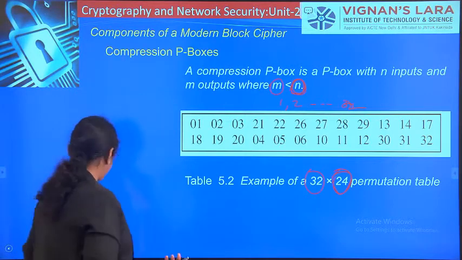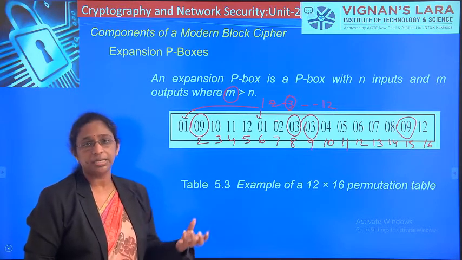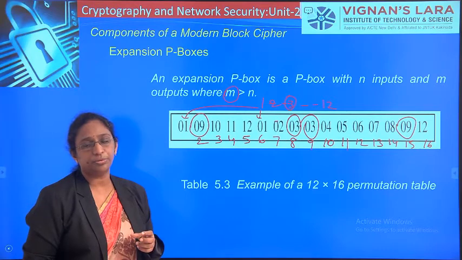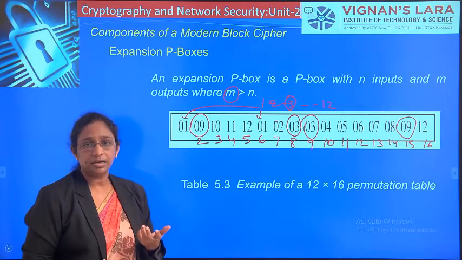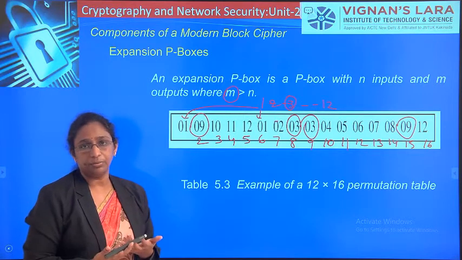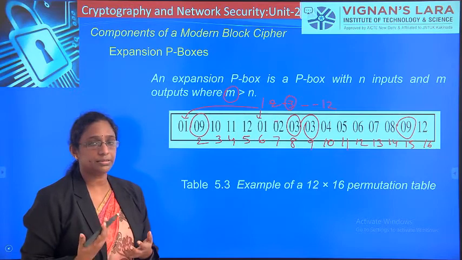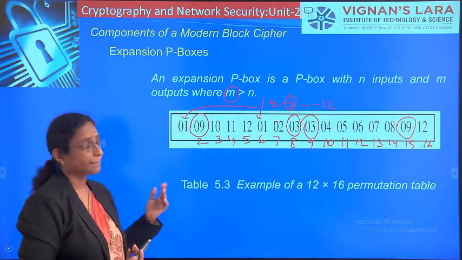And the third one we have seen is your expansion box, where the number of inputs will be less and the output bits will be more. Since the number of input bits is less, we will be repeating some input bits and making the output bits more. So that is the expansion P box.